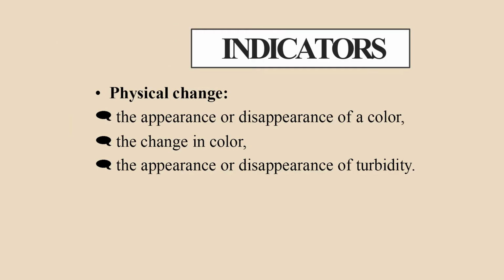Okay, so indicators again, they elicit the physical changes in the solutions. So the appearance or disappearance of color, typically a change in color is what we're looking for. It could also be an appearance or disappearance of turbidity, but the most common indicator we use is what we call phenolphthalein. So this one would typically give us a salmon pink color.